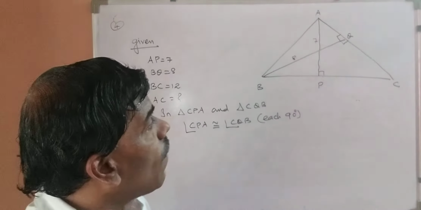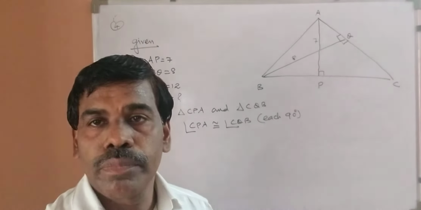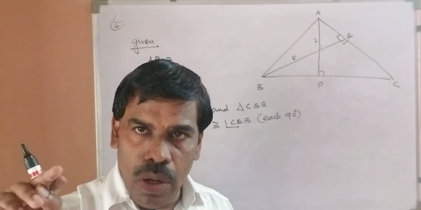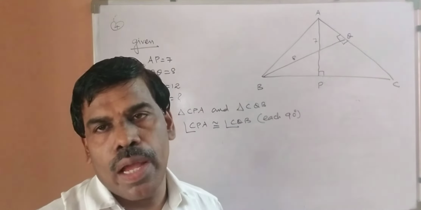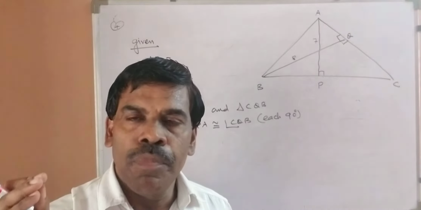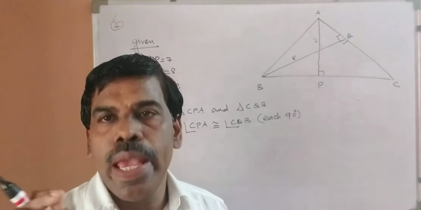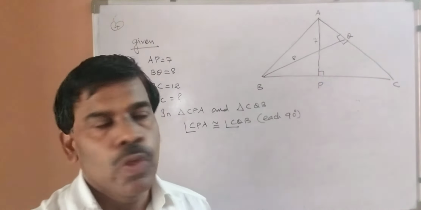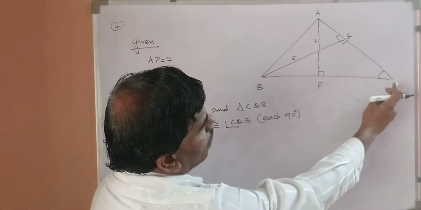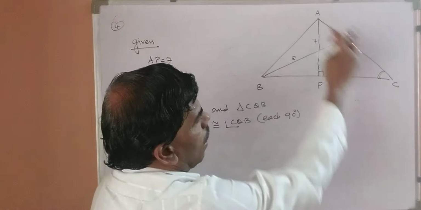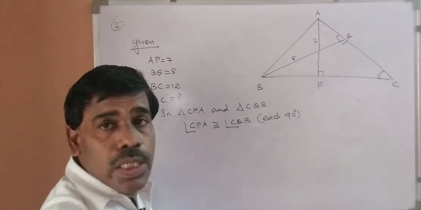Now we will try to find out one more angle. If two angles are congruent with the second triangle, then which test can we apply? AA test of similarity. So we will try to find out another angle. Now, look at this angle. See, CPA. In this triangle, C is one of the angles.